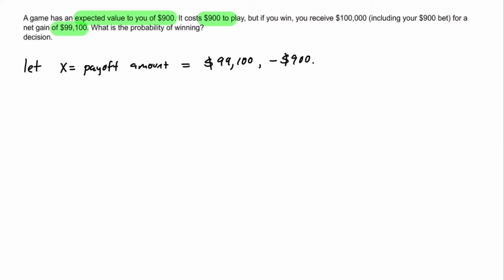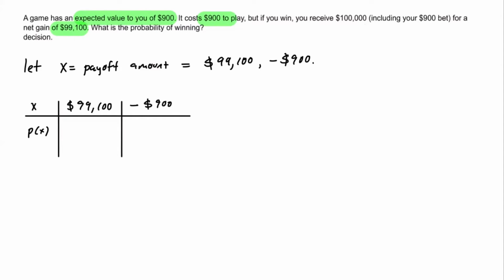And now we need to find the corresponding probability. So we create a distribution. Here's our table for the probability distribution of x, and here we put down the probability of each value of x. So x can be either 99,100 or you could lose $900. We need to know what this probability is, because that's what the question is asking: what is the probability of winning? So we want to know the probability in the first column. Let's call this one P1. We don't know it. We also don't know this probability either. That's not given to us in the problem.